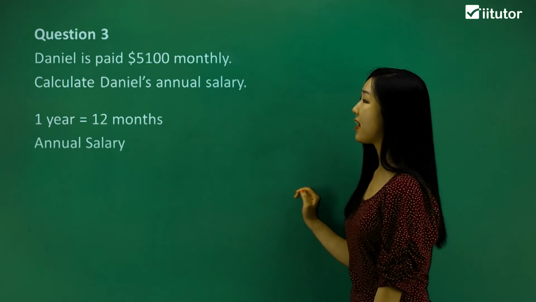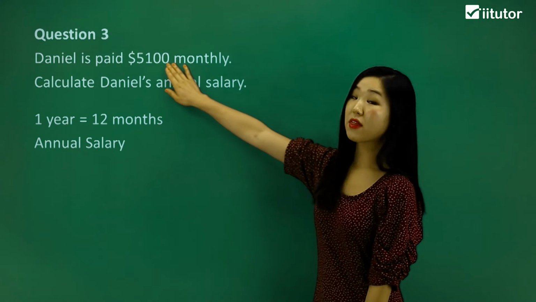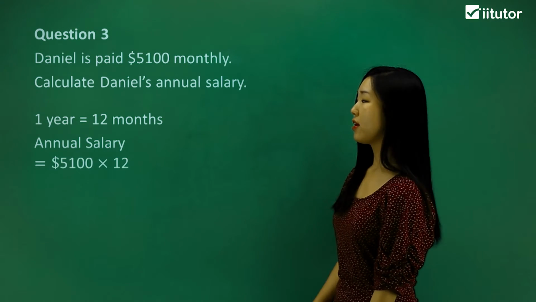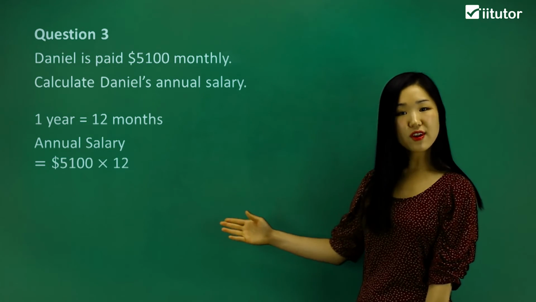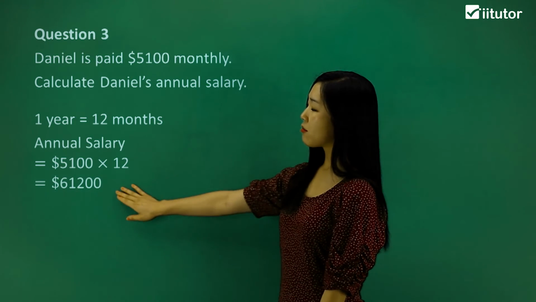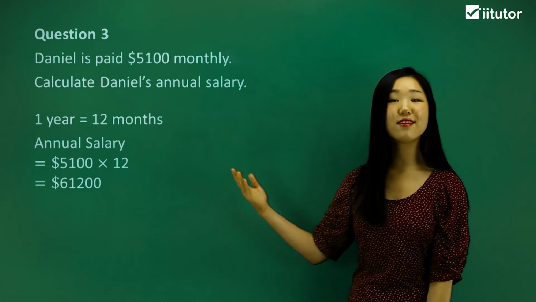So to calculate Daniel's annual salary, we have to multiply the monthly payment by 12. If you multiply this, you can use your calculator, you should get a value like this. So Daniel receives $61,200 per year. That's his annual salary.